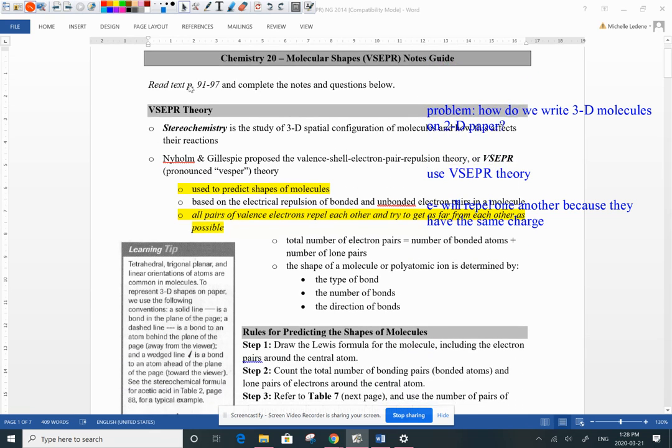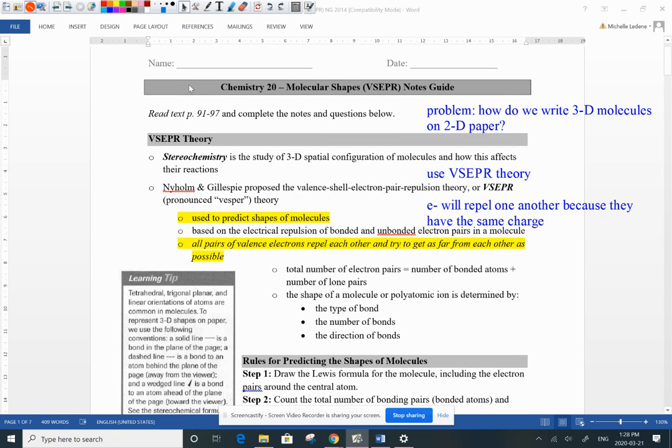So the problem we face is, how do we write out 3D molecules? We want to show their shape. They're three-dimensional, but we're writing them on paper, which is two-dimensional. So how do we show the shape of the three-dimensional molecule? We have to use this VSEPR theory. And VSEPR theory stands for valence shell electron pair repulsion theory.